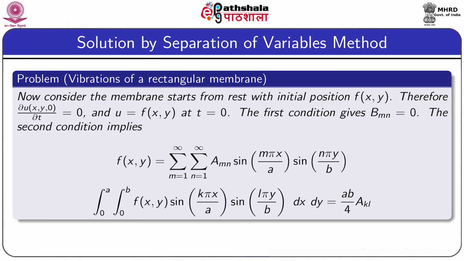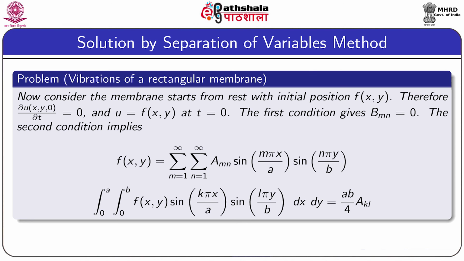Now, to obtain the coefficient A_mn, we need to multiply both sides of this expression by sin(kπx/a) into sin(lπy/b), and then we integrate from 0 to a for x and from 0 to b for y, and using the orthogonality property of sine series, we obtain its value as ab/4 times A_kl. So, in this way we can find the values of A_mn.